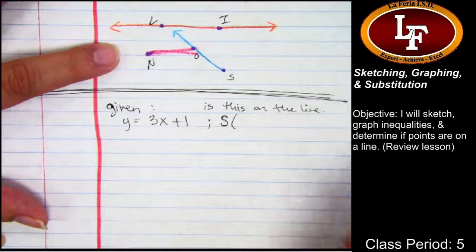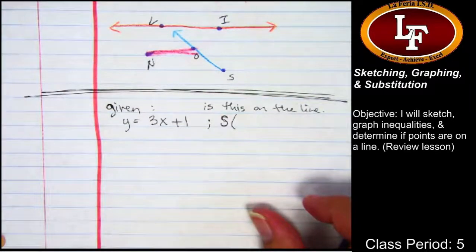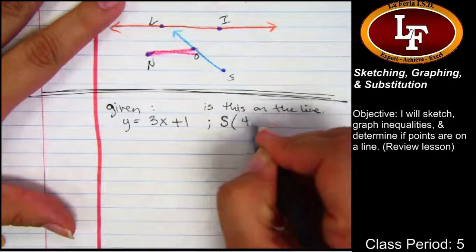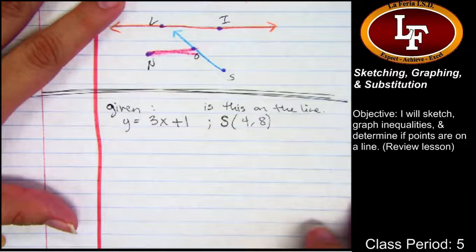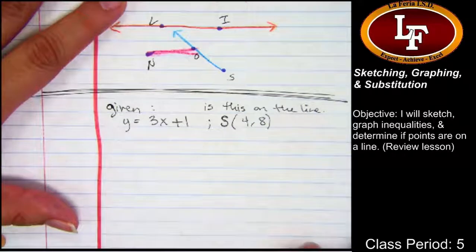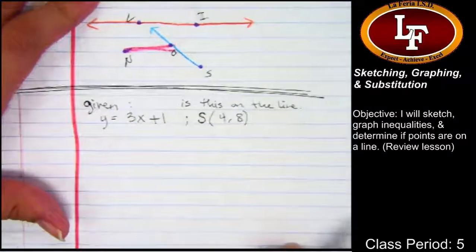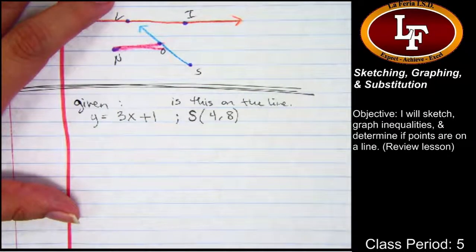Give me a point. Give me coordinates. 4, 8. Okay. So made up. Another example. Hang on to those numbers. So I made up an equation and a made up point, and I want to know, is that point on this equation of the line?